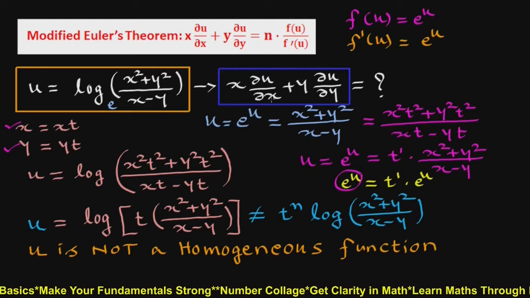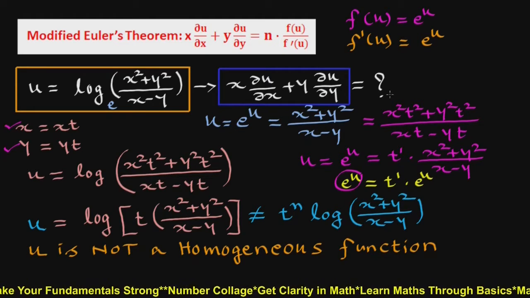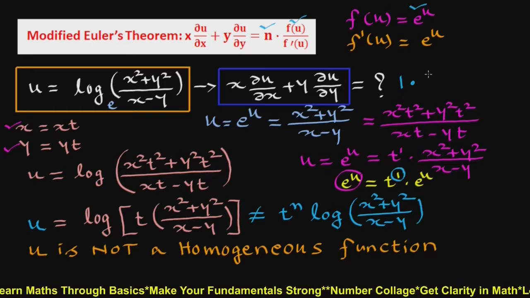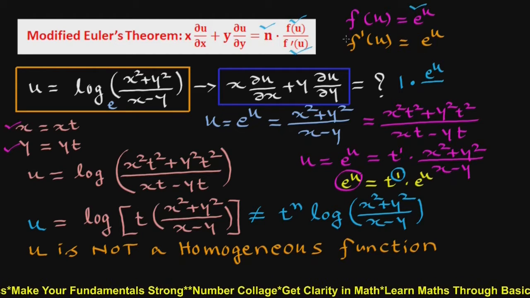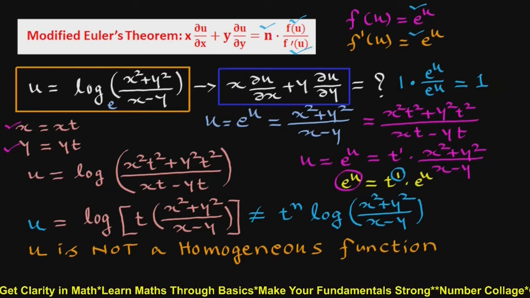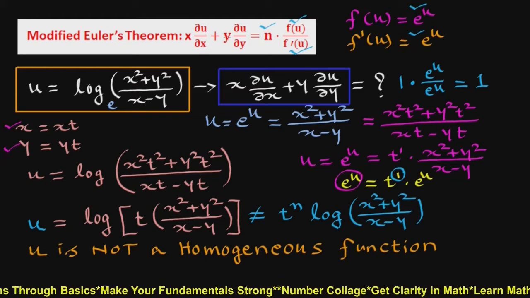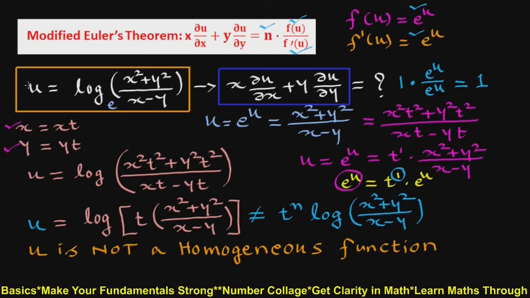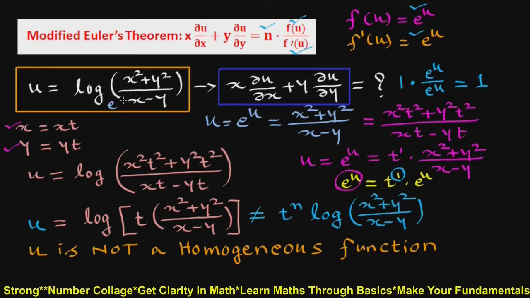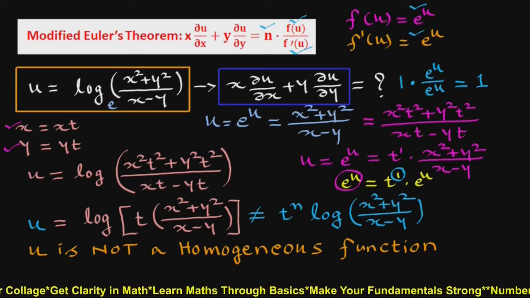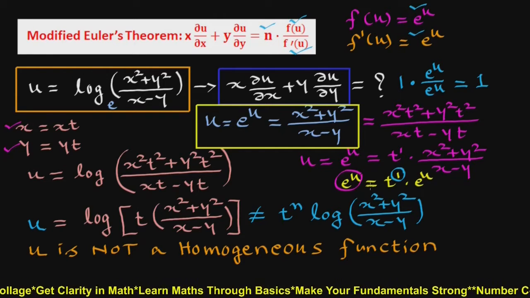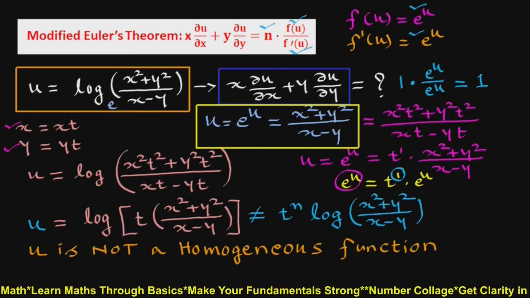Therefore, x dou u by dou x plus y dou u by dou y will become n, which is 1, times f(u), which is e raised to u, upon f dash u, which is also e raised to u, and this value will become 1. So we can find x dou u by dou x plus y dou u by dou y of the function u equals log of (x square plus y square) upon (x minus y) to the base e, which is originally not homogeneous but becomes homogeneous when we write it in this form, and we are able to find the required value.